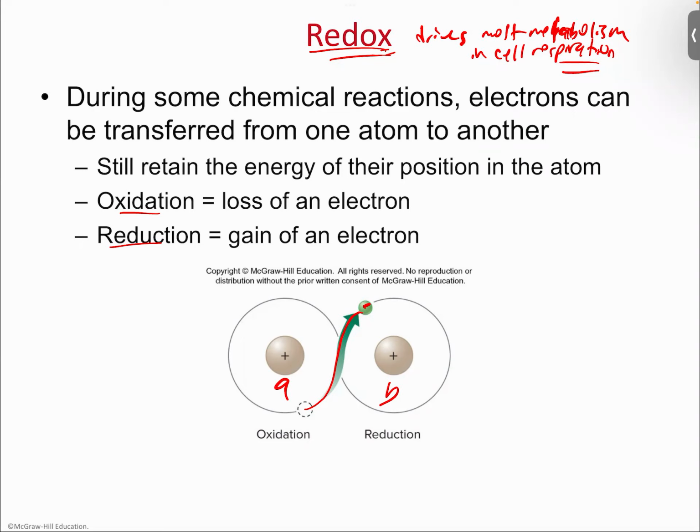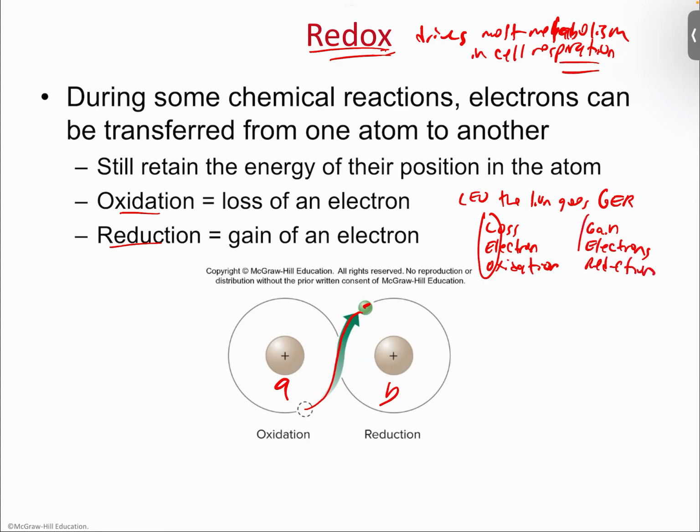And in order to remember which is which, remember this little memory trigger. Leo, the lion, goes grr. A loss of electrons is oxidation, Leo, and a gain of electrons is reduction, grr.